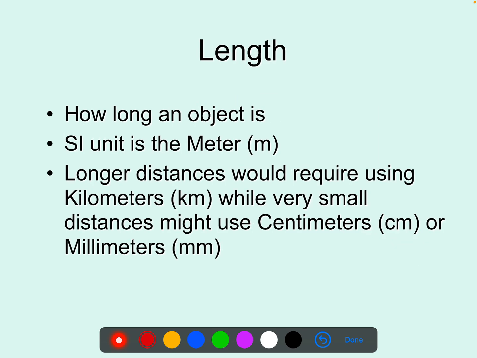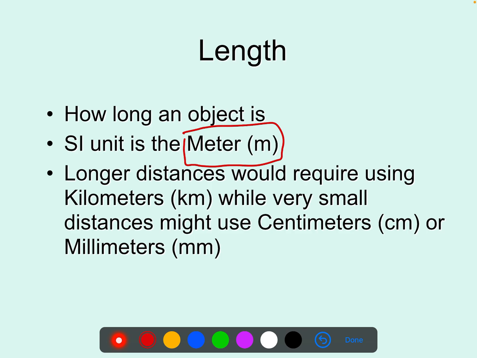Length, how long an object is, or the distance from one point to another, is measured in meters. So anytime you see the lowercase m, you know you're talking about length. No words to remember that you're not sure what they are. Kilometers will be analogous to our miles. Centimeters will be like our inches. And then the millimeters are what makes up the centimeters, kind of like the 16th of an inch or a 32nd of an inch makes up an inch.